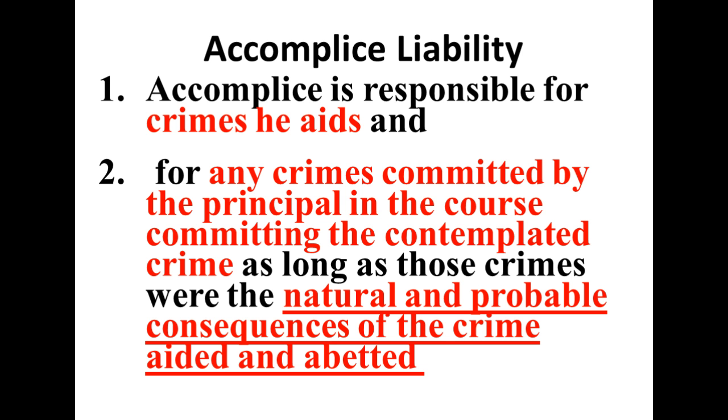In addition, though, the accomplice may be found guilty for crimes committed by the principal in the course of committing the contemplated crime, so other crimes that the principal may commit, as long as those crimes were the natural and probable consequences of the crime aided and abetted. We'll talk about this when we talk about the cases, but it extends the accomplice's liability to crimes that are the natural and probable consequence of the crime aided and abetted.